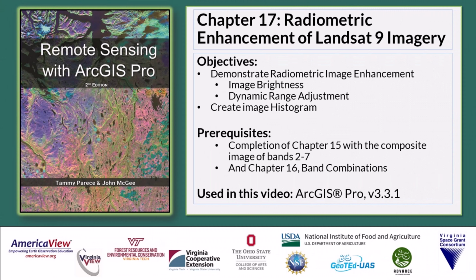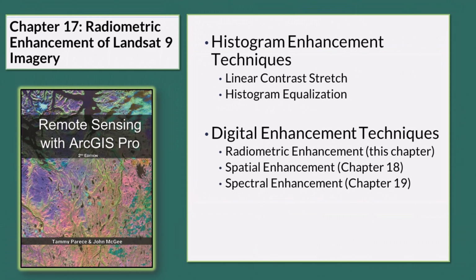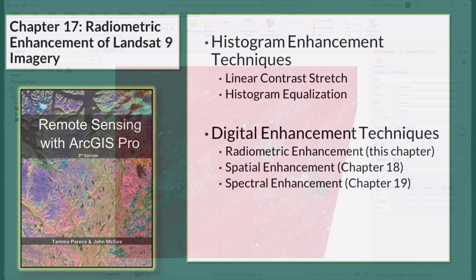The next 3 chapters introduce image enhancement techniques using ArcGIS Pro. Image enhancement is processing remotely sensed imagery to adjust the brightness values of the individual pixels to improve the image's visual qualities, such as color balance, brightness, contrast between pixels, or other characteristics for a specific purpose. Most remotely sensed images require some form of image enhancement to help reveal features not visible in the unenhanced version. See your textbook for a complete discussion on image enhancement, including histogram enhancement techniques and digital enhancement techniques. Our focus in this chapter is radiometric enhancement.